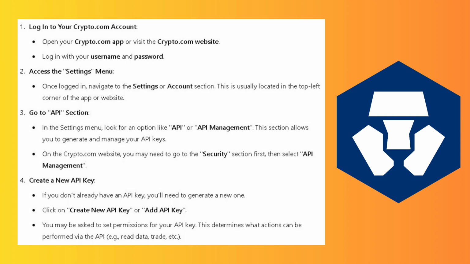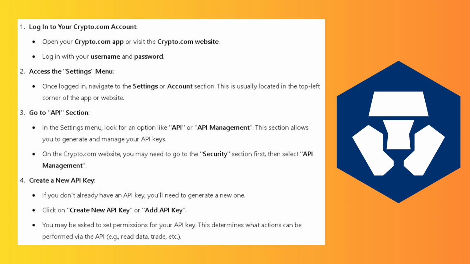In the settings menu, look for an option such as API or API management. This section will allow you to generate and manage your API keys. On the Crypto.com website, you may need to go to the security section first, then select API management.